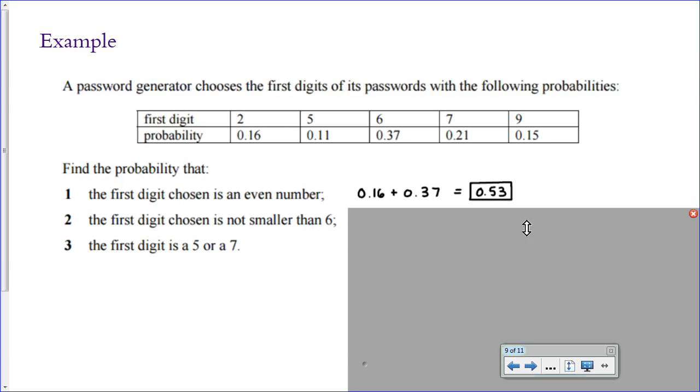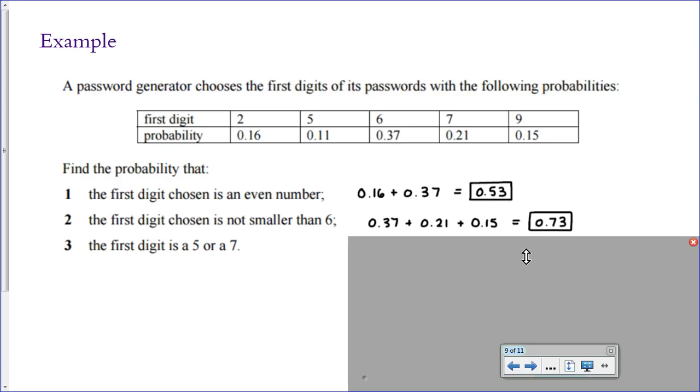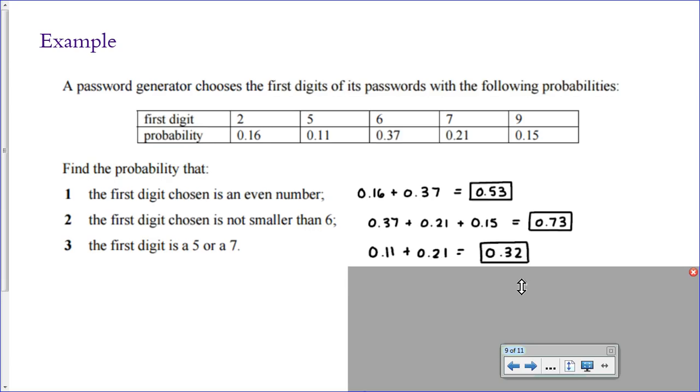Next question. The first digit chosen is not smaller than 6, so that would mean 6, 7, or 9. Add those probabilities together, 0.73. And the probability that the first digit is 5 or 7: add together the probability of 5 and the probability of 7, and it's 0.32.